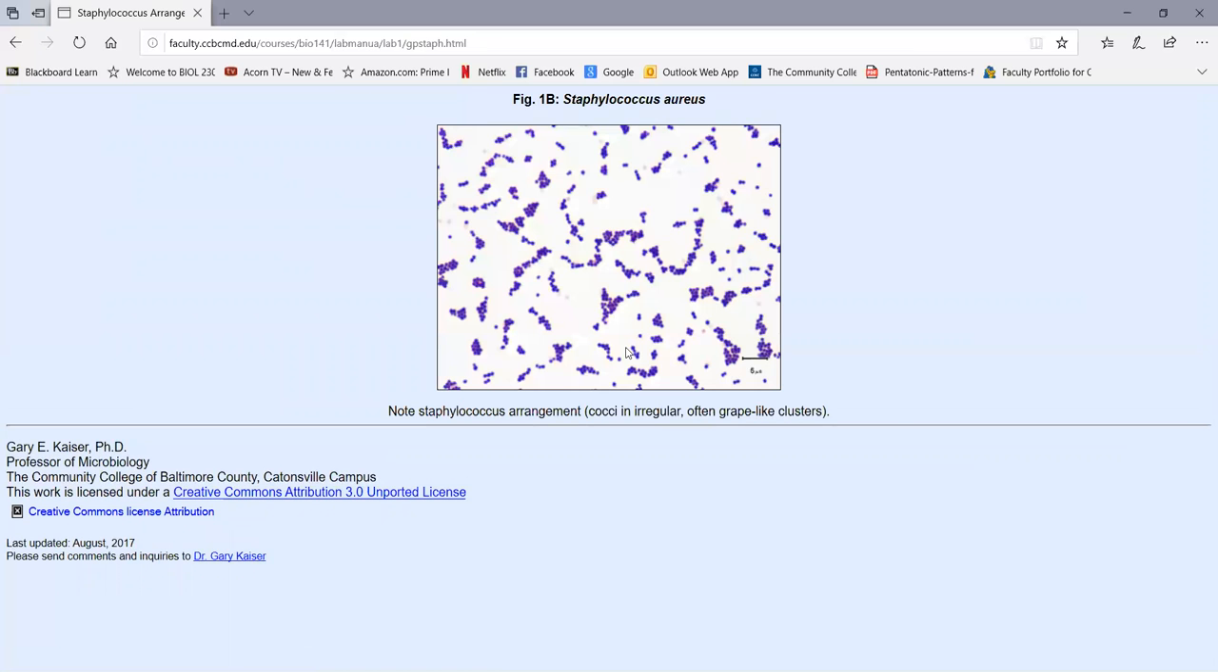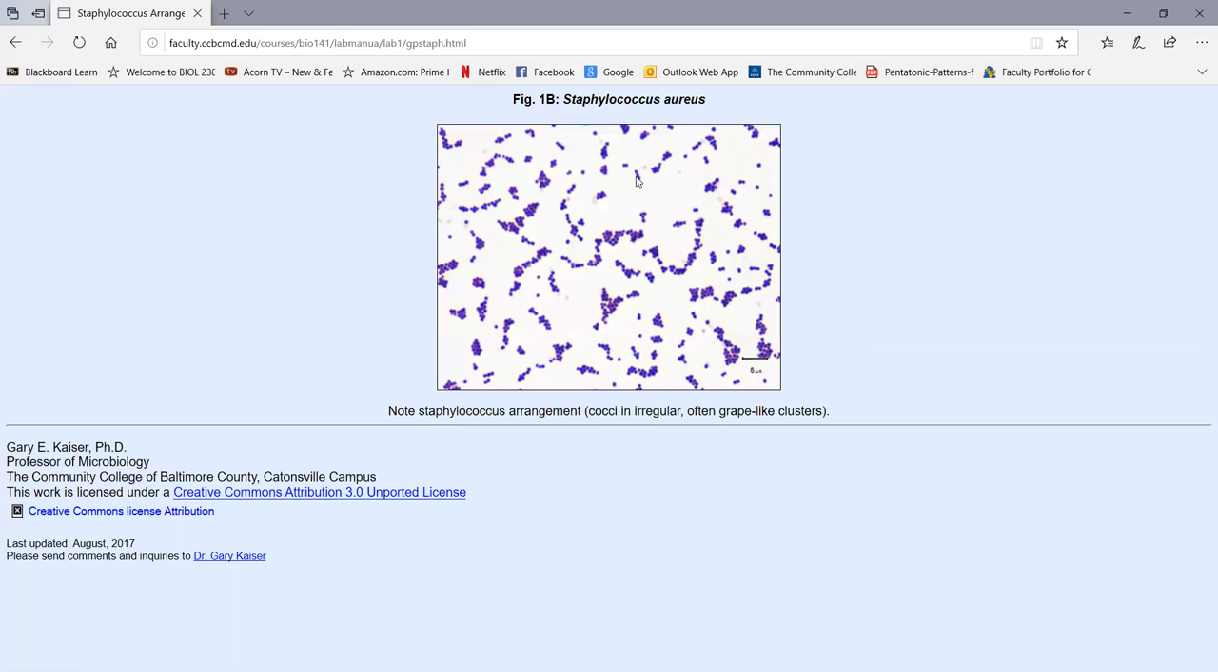Here's a gram stain of Staphylococcus aureus. We'll be looking at that in lab 1, in fact. So again, we see the predominant arrangement. We see these nice little grape-like clusters. And again, they're no more than 3, 4, 5 bacteria across. Every one of those is a Staphylococcus arrangement.